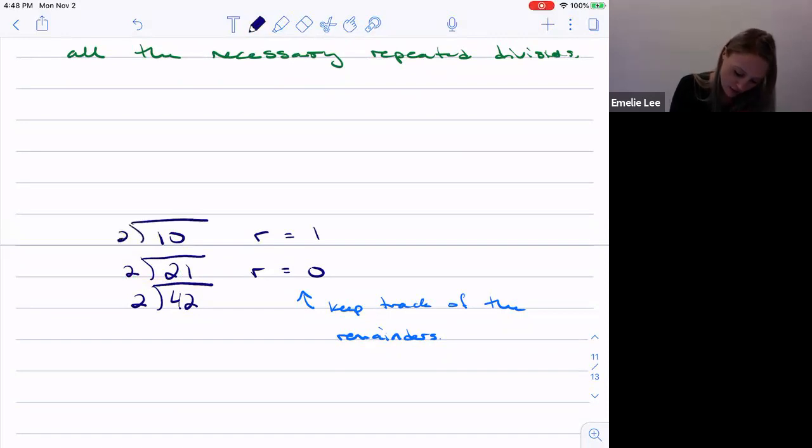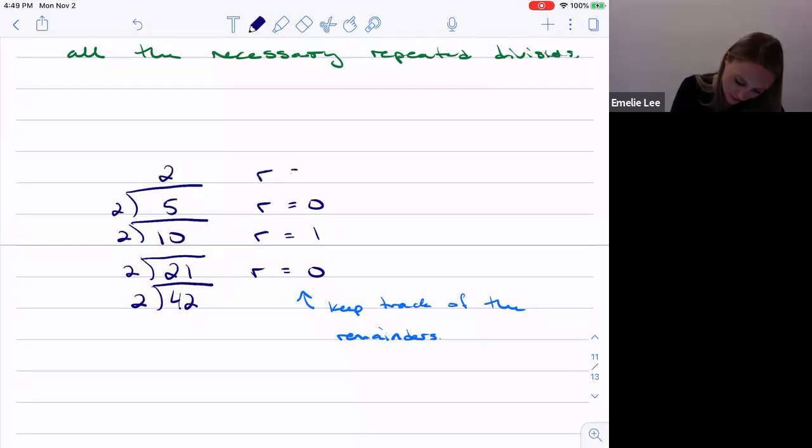10 is going to get divided by 2. We know 10 divided by 2 is 5, so this puts me at 5 here. My remainder is 0, since 5 times 2 is 10, and 10 minus 10 is 0. I want to divide 5 by 2. 5 divided by 2 is 2.5, but 2 with a remainder of 1.